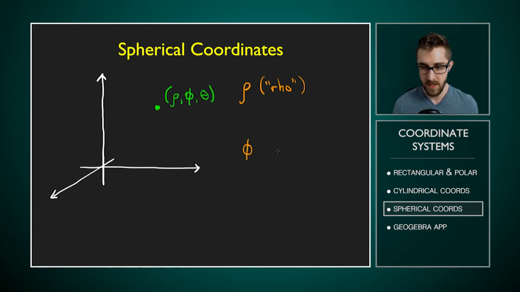The second one is an angle. It's like a horizontal theta, sort of. This one's called phi, P-H-I. And theta we all know about already from polar and cylindrical coordinates.